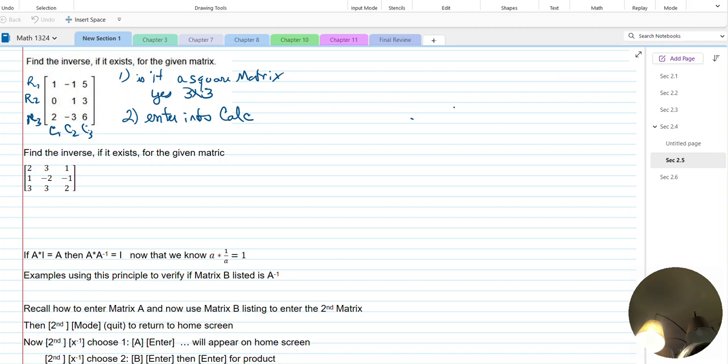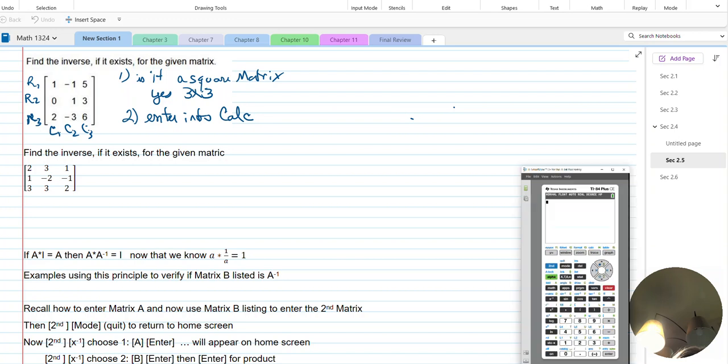I had a problem with my online calculator, so we're going to start again talking about the inverse of a matrix from section 2.5 and start with this example that I had started. First, you must check that it's a square matrix, and it is. It's a 3 by 3. And then we enter it into the calculator, and that's where I'm at.